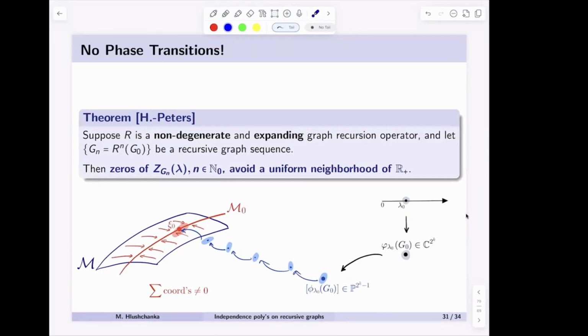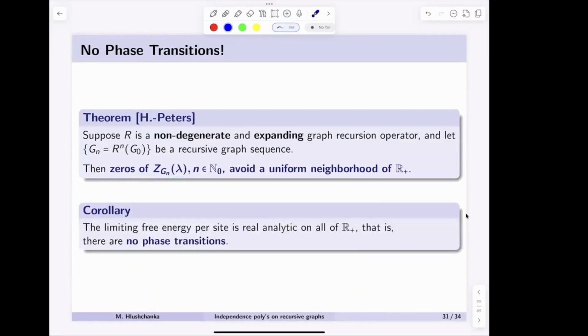So basically, this is the idea. Just using the knowledge about the physical parameter, we could also do some perturbation of the physical parameter and deduce that in this neighborhood, we avoid zeros for all the sequences. And using the Lee-Yang theory of zeros, it means that the limiting free energy is real analytic. In particular, there are no phase transitions for the corresponding models. So this was basically the main result.